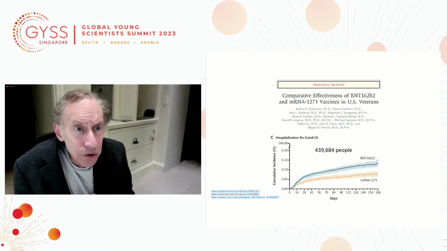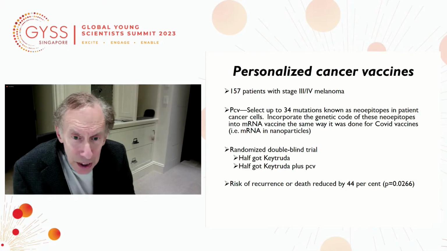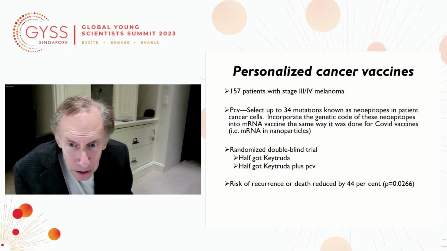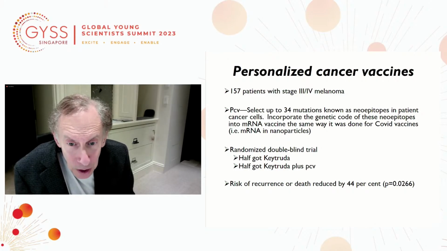Not only can you use it for these vaccines, and they continue to be updated with boosters, but recently Moderna announced, next slide, that you could do what's called a personalized cancer vaccine. We call that PCV. And the idea, this is with late stage melanoma, 157 patients, you could take what are called neoepitopes, and you could take the top 34, and you could design mRNAs that will make proteins and antibodies and immune cells that will attack them. And what happened in this trial is, half of them got Keytruda, which is an immunotherapy drug, half got Keytruda and the personalized cancer vaccines. And the results were pretty amazing, 44% reduction of recurrence or death.